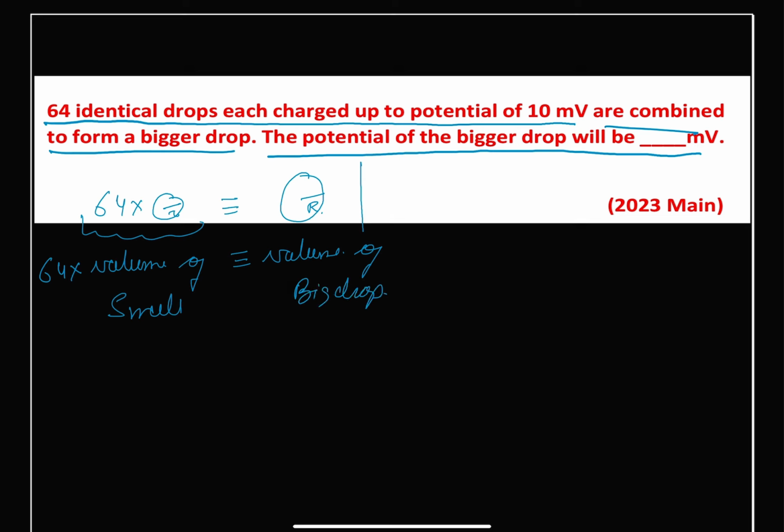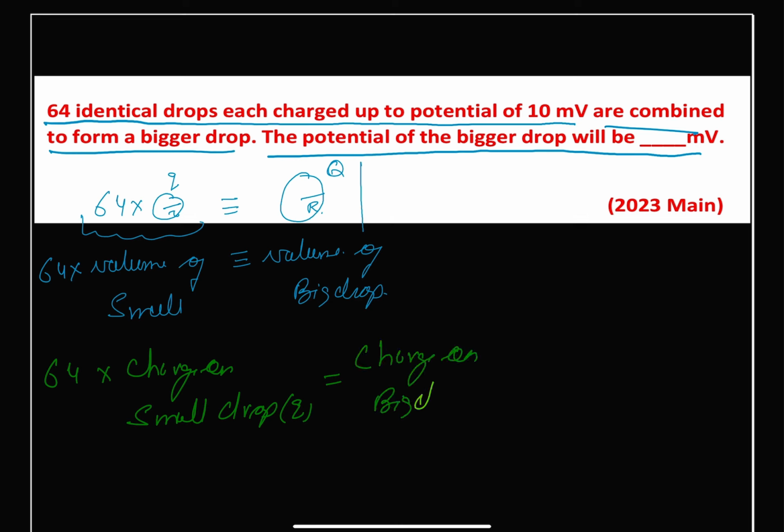And in terms of the charge, if this small drop has a charge of small q and the big drop has a charge of capital Q, therefore we can write that 64 multiplied by the charge on the small drop, which is small q, is equal to the charge on the big drop, which is capital Q. Therefore, capital Q is equal to 64 times small q.